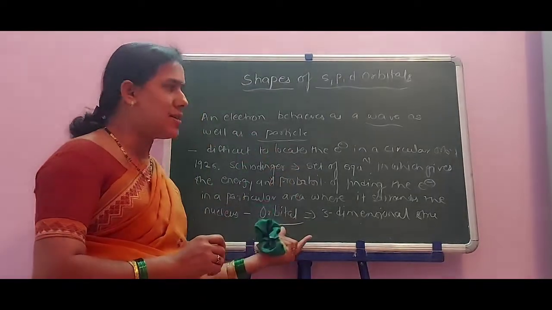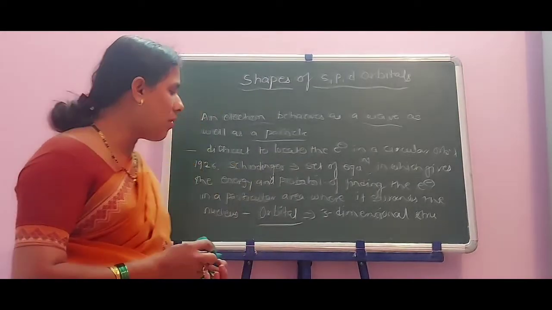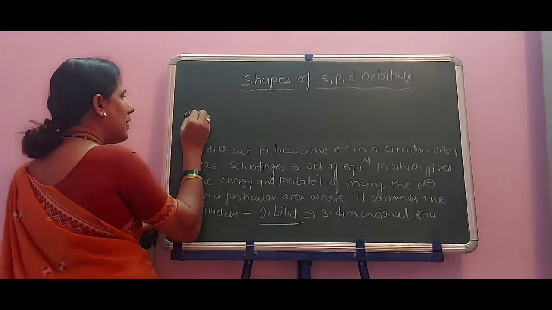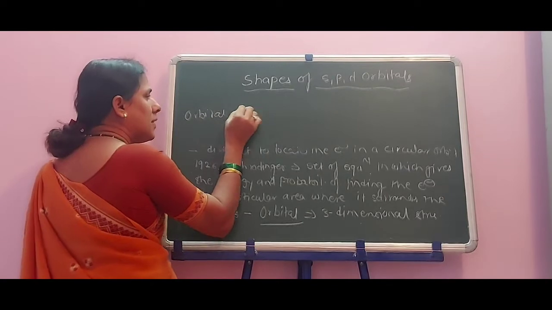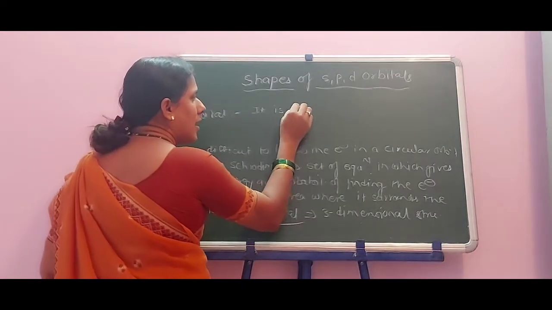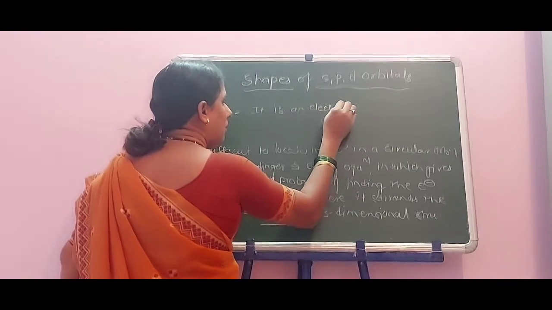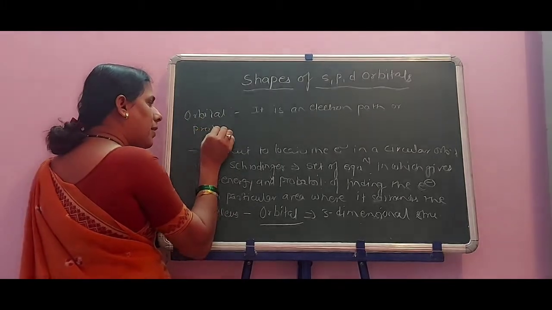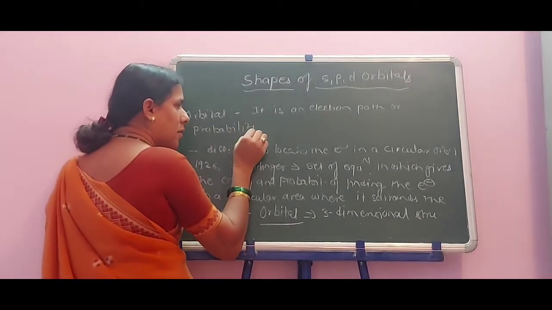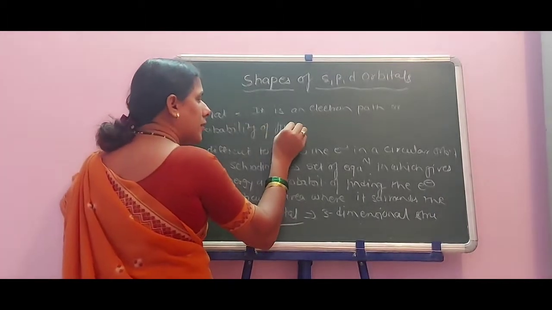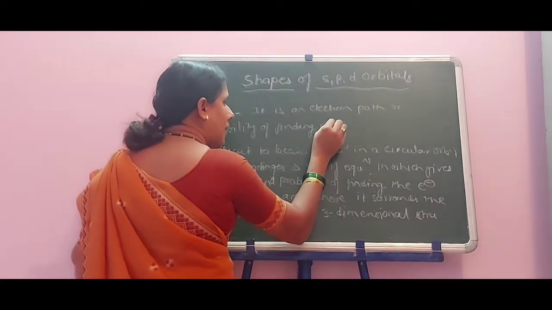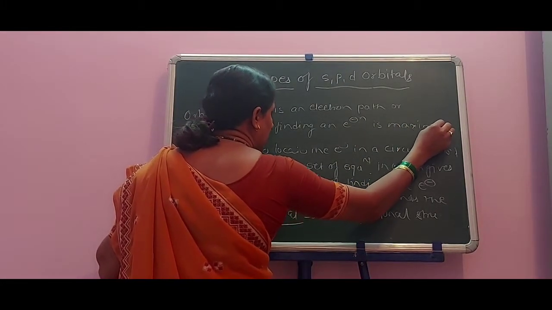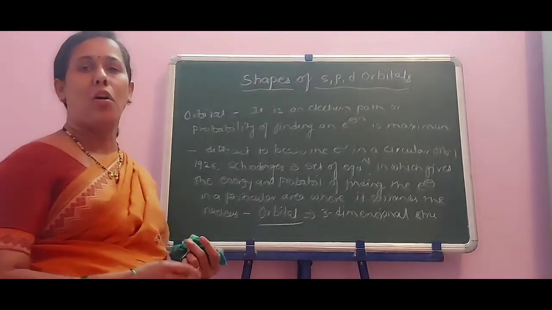According to this, the definition of orbital is as follows: an orbital is the electron path, or the region where the probability of finding an electron is maximum.